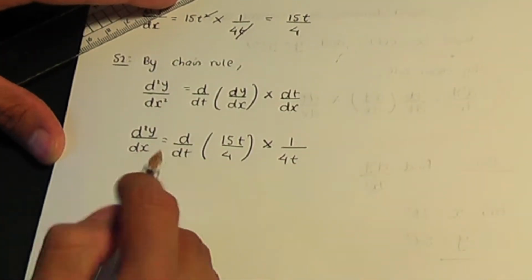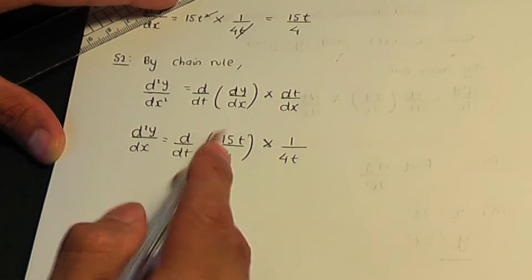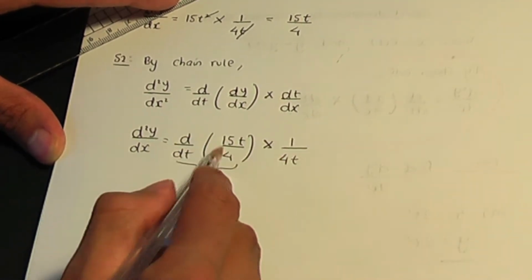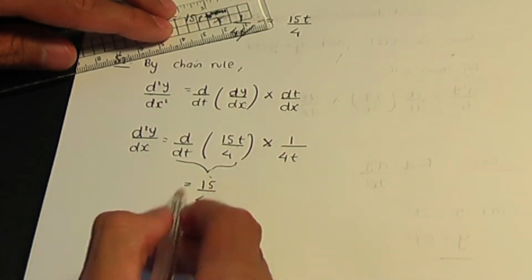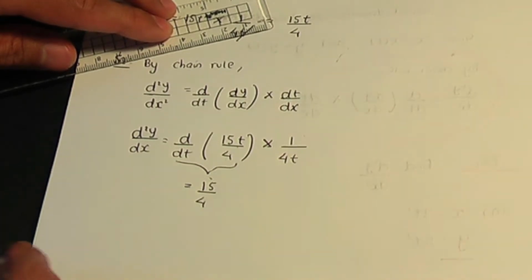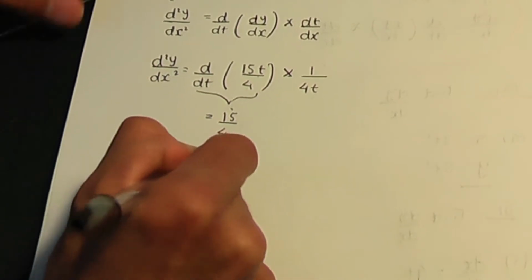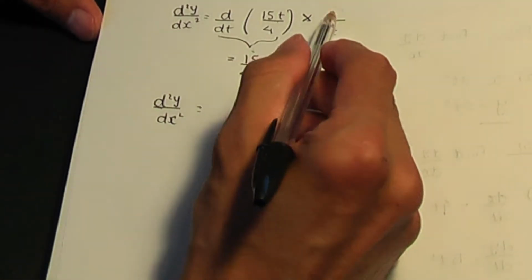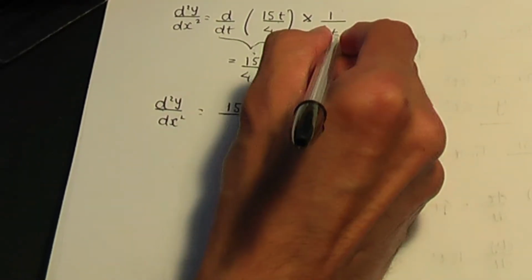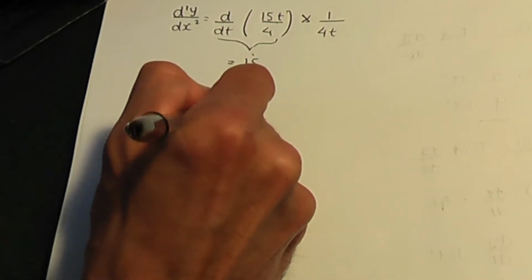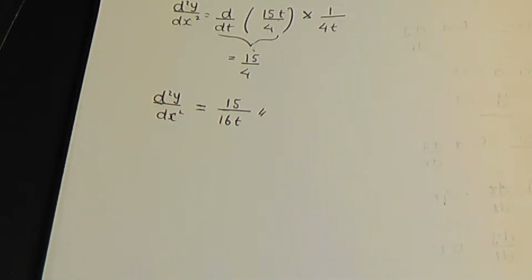From here on, let's work out d by dt of 15t over 4. If I calculate d by dt of 15t over 4, I'll just have 15 over 4, and then multiply that by the 1 over 4t. So d²y over dx squared, multiplying the 15 over 4 by 1 over 4t, will give us 15 divided by 16t. So that should be the solution for the second derivative d²y over dx squared.